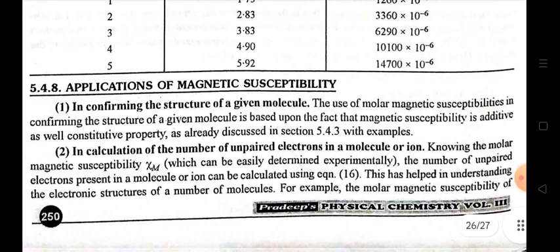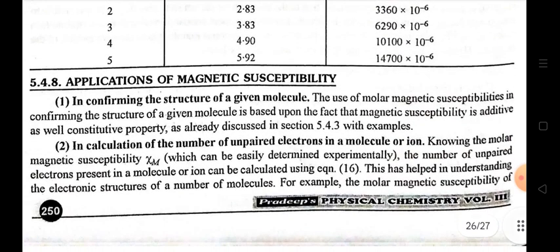Application of magnetic susceptibility. First, in confirming the structure of a given molecule. The use of molar magnetic susceptibility in confirming the structure of a given molecule is based upon the fact that magnetic susceptibility is an additive as well as a constitutive property, as already discussed in the session with examples.